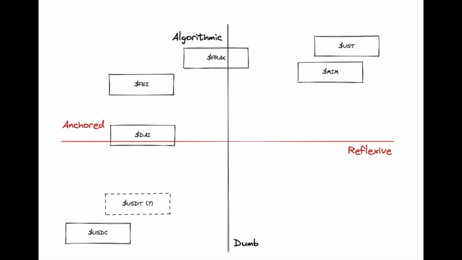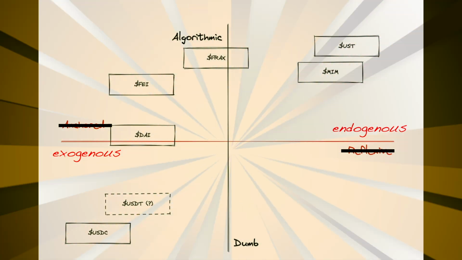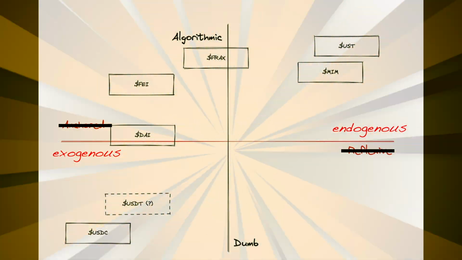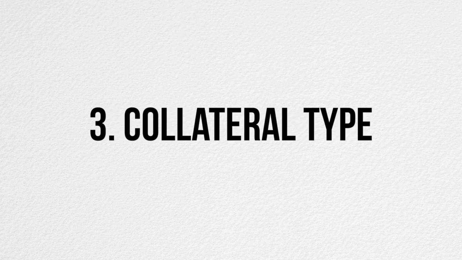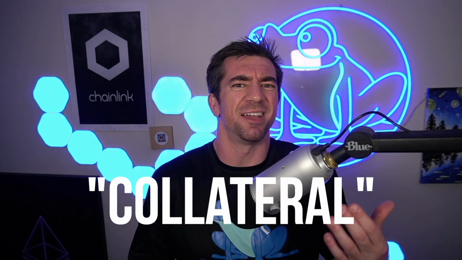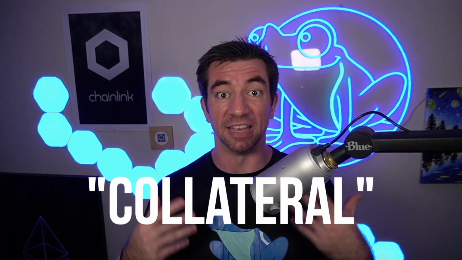Now, before we go into our final category, let's look at this chart again. We could replace the word anchored with exogenous and reflexive with endogenous. And we'd have a chart that shows collateral type versus stability mechanism, which brings us to number 3, collateral type. Now, when we say collateral, we mean the stuff backing our stablecoins and giving it value.